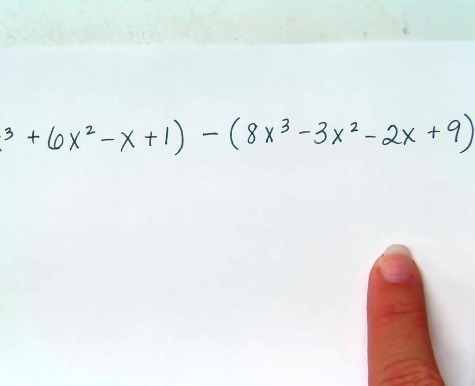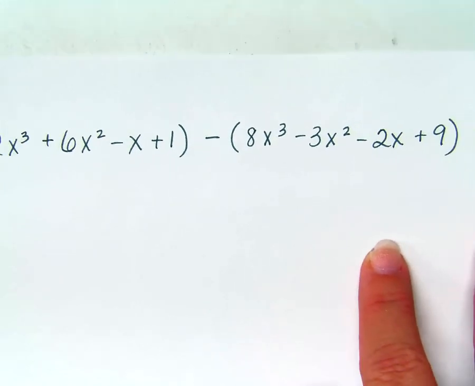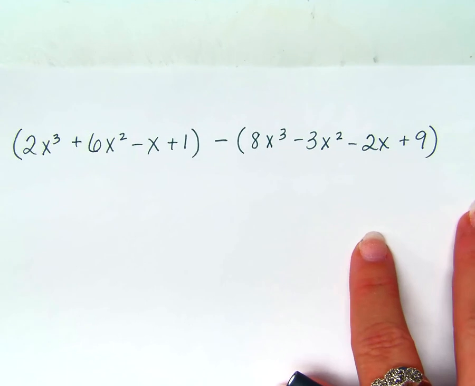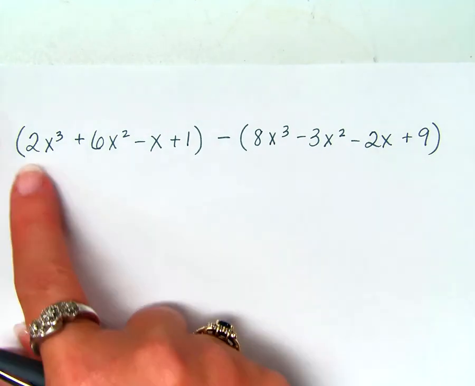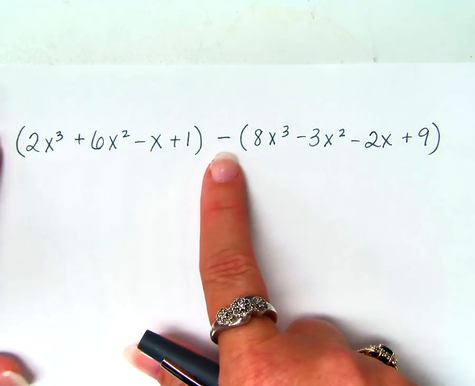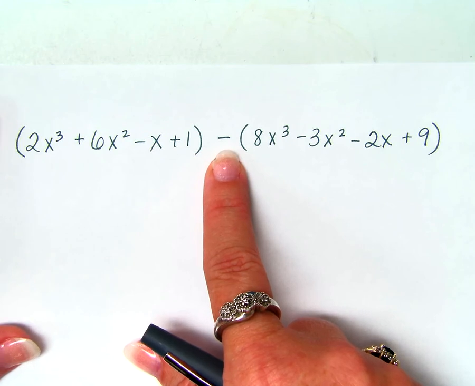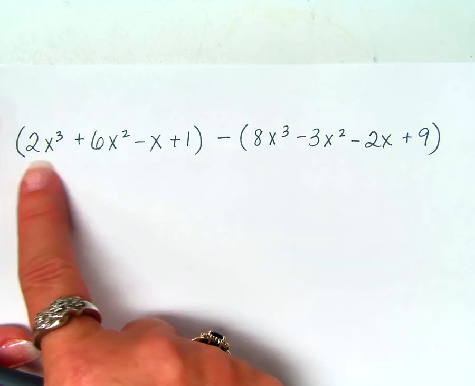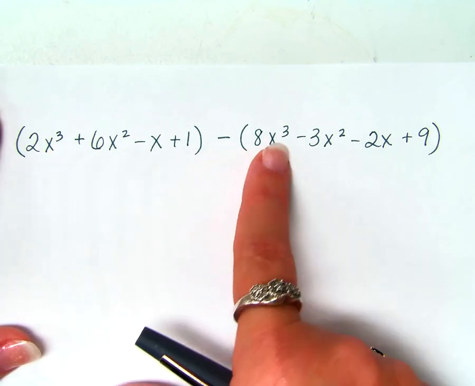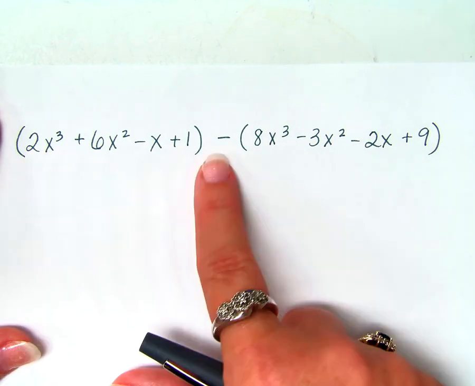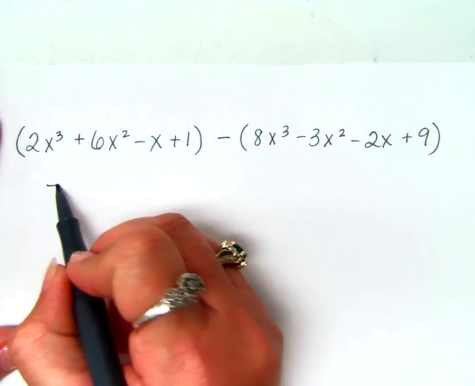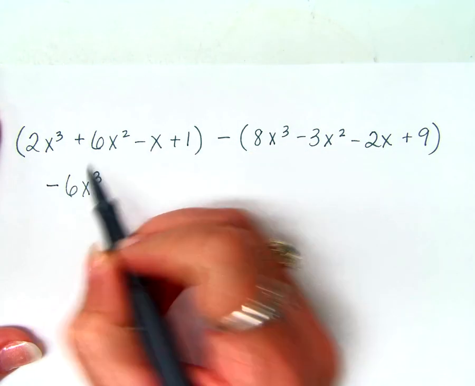We also have polynomial subtraction. Okay, same kind of deal. Where people get in trouble is they forget the subtraction part. So you can do a couple different things. We can say 2x cubed minus 8x cubed, which would give me negative 6x cubed.